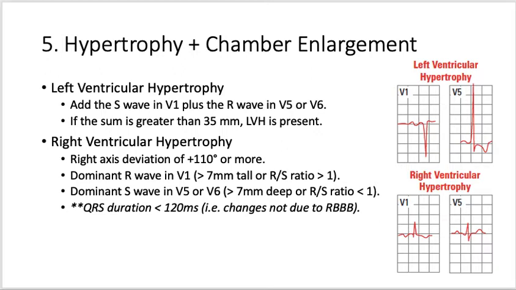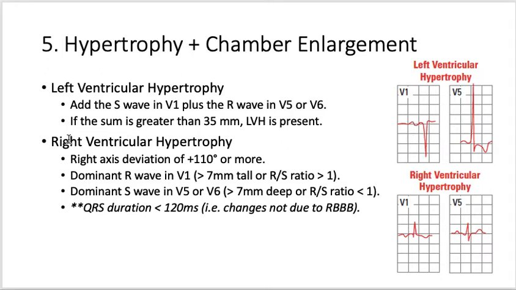And if the sum of that is greater than 35 millimeters, you can then determine that LVH is present. So if we look here, we can see the S wave in V1 is dropping down, and there's over 3 big squares. The R wave in V5 is 1, 2, 3, 4, 5, 6. So there's over 9 big squares, which is going to be greater than 35 mils. So you can determine from this ECG that this patient has left ventricular hypertrophy.